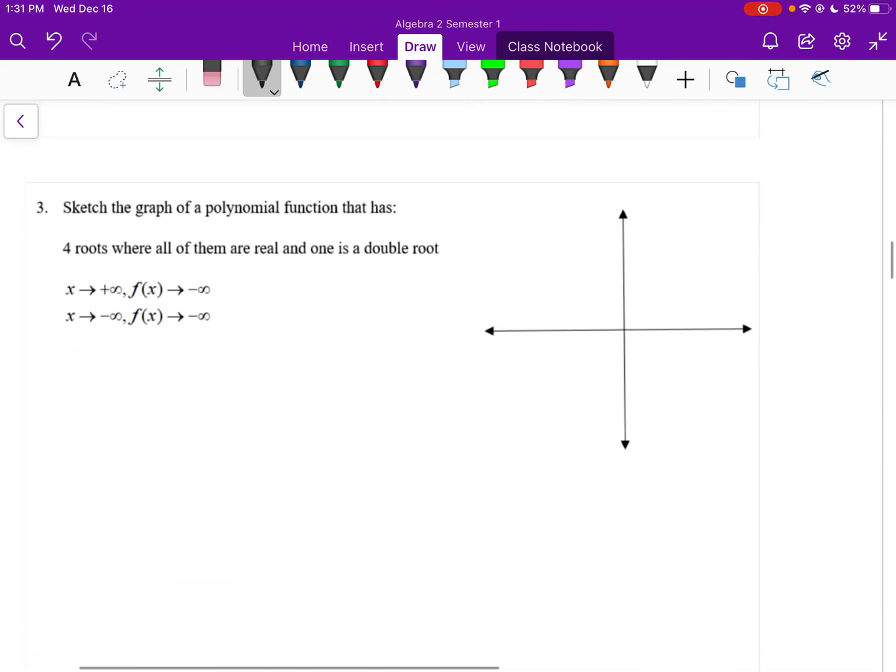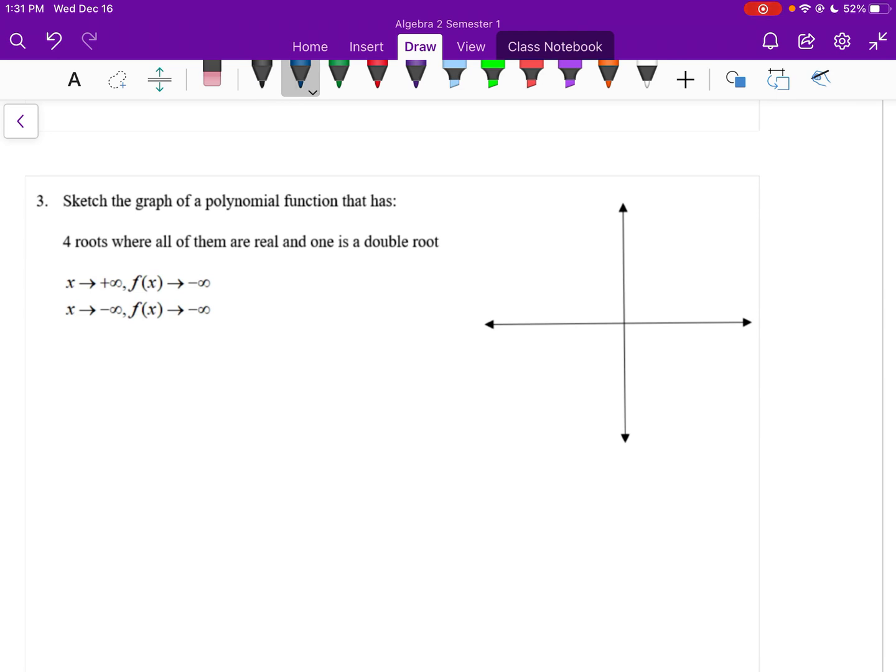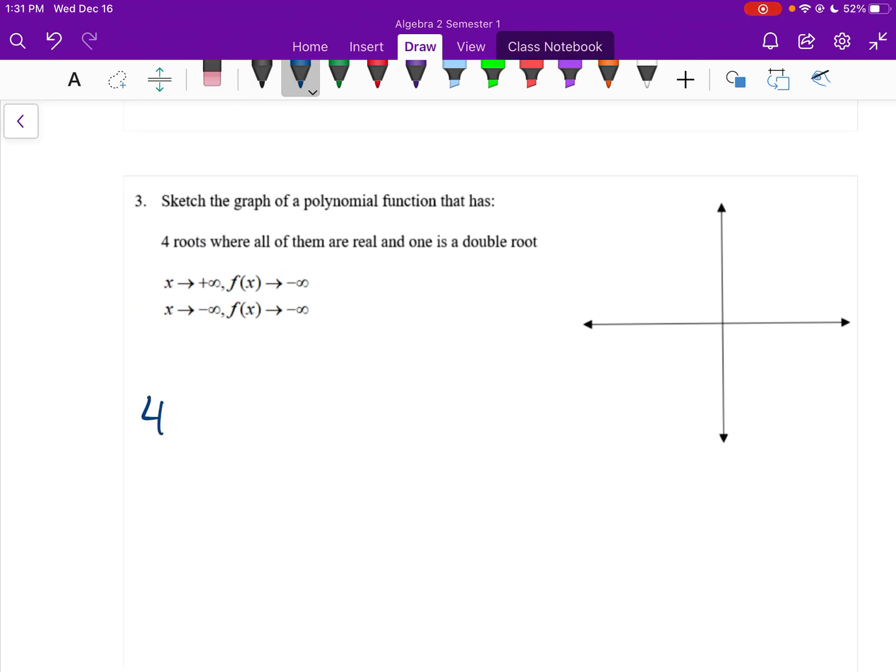All right. Okay, now another sketch. Sketch the graph of a polynomial function that has 4 roots where all of them are real and 1 is a double root. Okay, so let's write this down. We got 4 roots. Okay, and 1 has to be a double. Okay, so that's representing 2 of those 4 roots.